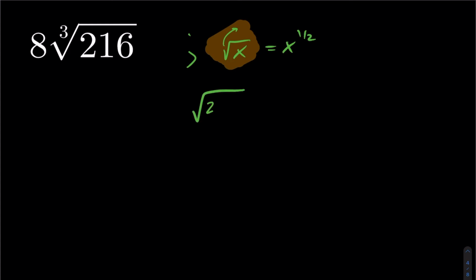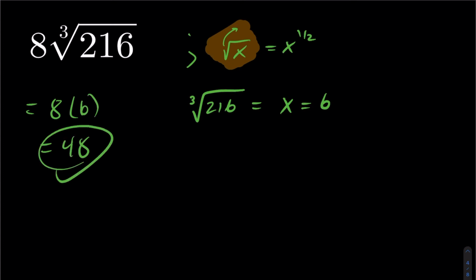If you're asked to evaluate the third root of 216, what you want is to find the value of x such that you multiply by itself 3 times to get 216. So going through these values here, you'll find that 6 cubed, i.e. 6 times 6 times 6, is 216. So this expression will break up into 8 times 6, which gives us 48. And that is our simplified expression.